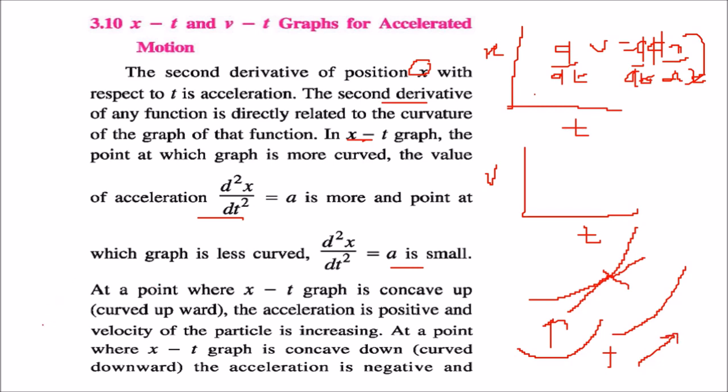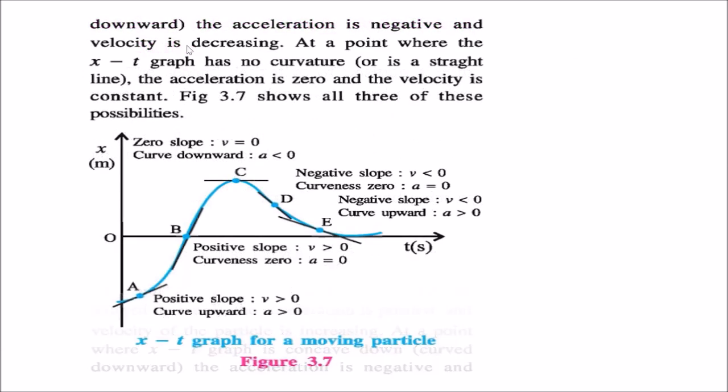In the xt graph, if the graph is concave down, that is it is curved downward, the acceleration would be negative. So this is your xt graph. At a point where this xt graph has no curvature, or you can say it's a straight line, the acceleration is 0. So this figure shows all the three scenarios we have discussed, the possibilities.